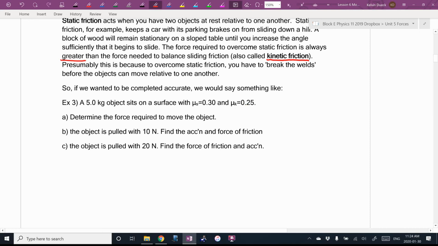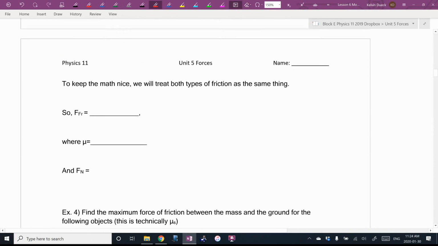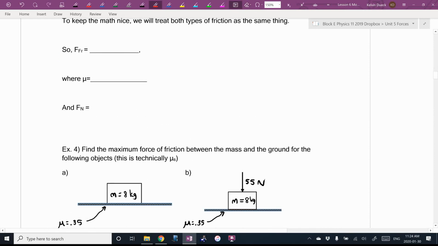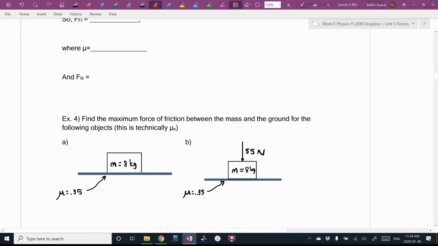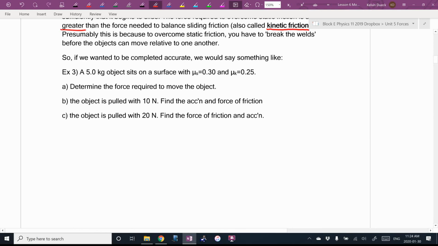So if we really want it to be accurate, we could say something like this. And I'm going to finish, I think, with this. We'll do example four next class. Next class, we're going to start to muck around with a different normal force, you may notice here. But let's finish with this question, and that way you can work on lesson five.